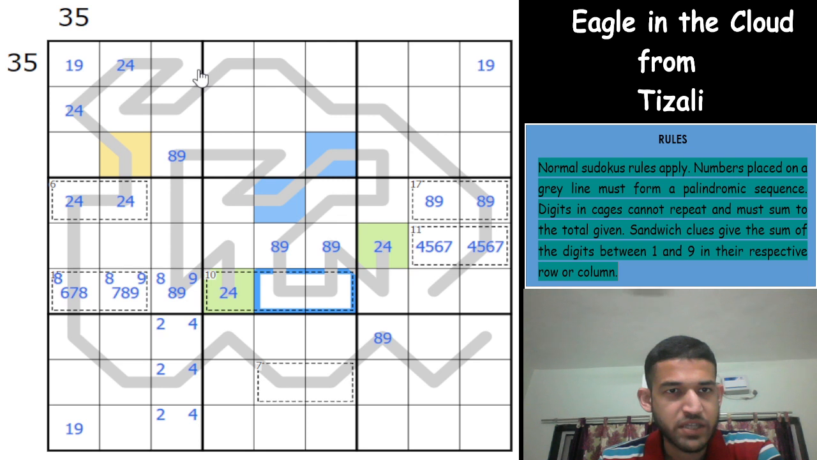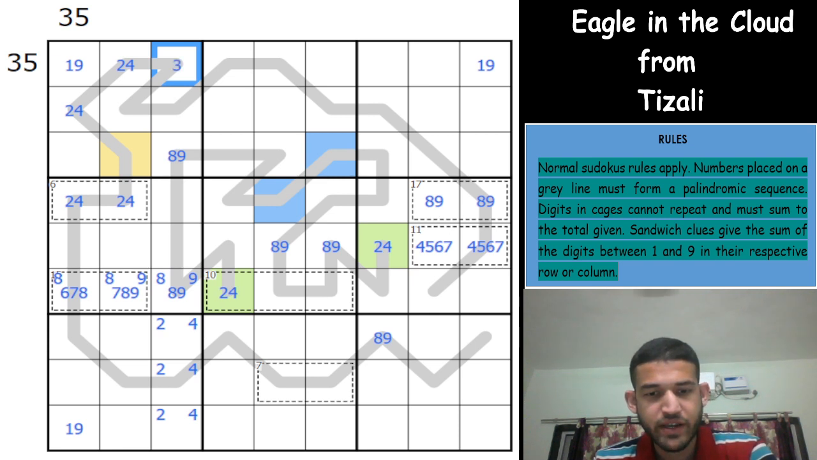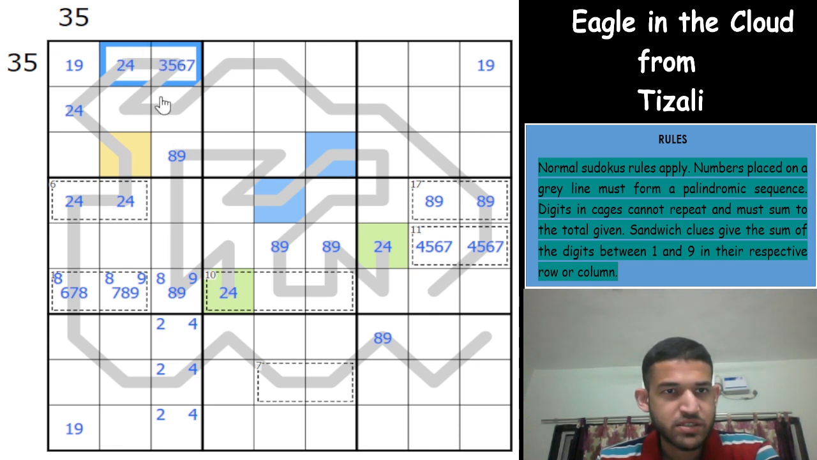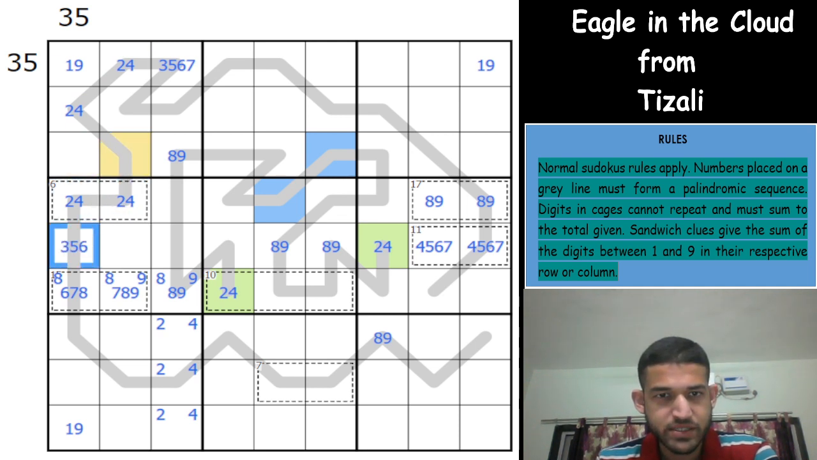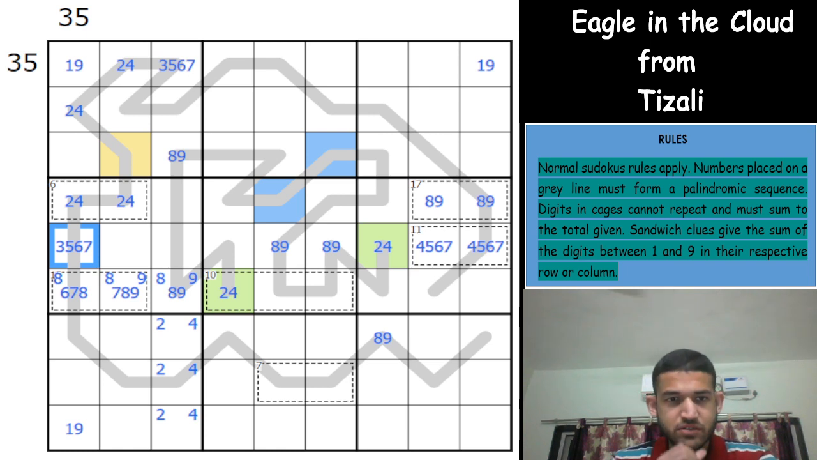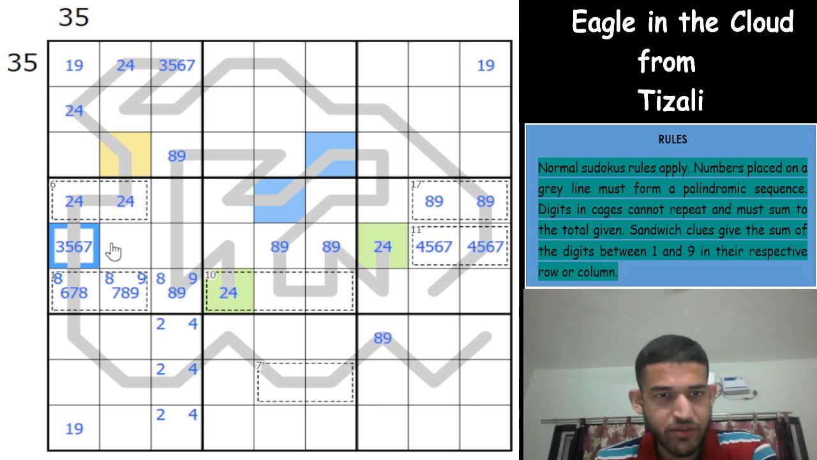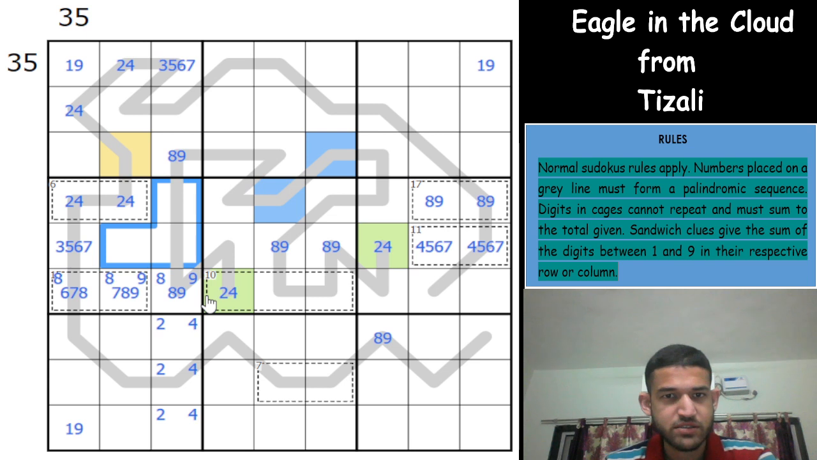Okay, let's look at this cell. It can't be 2, 4, cannot be 8 and 9, and it cannot be 1. So this is 3, 5, 6, 7, which means 1, 2, 3 starting from the middle cell, and similarly 1, 2, 3. So this will also be 3, 5, 6 and 7. Which gives us 1 in these three cells.